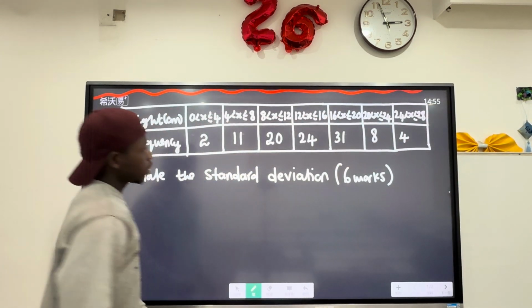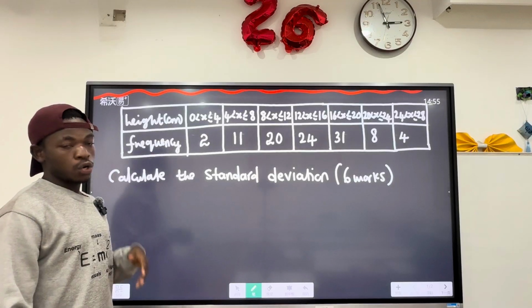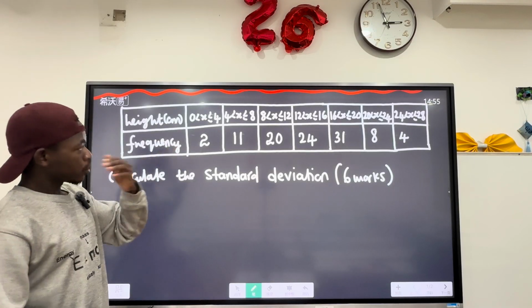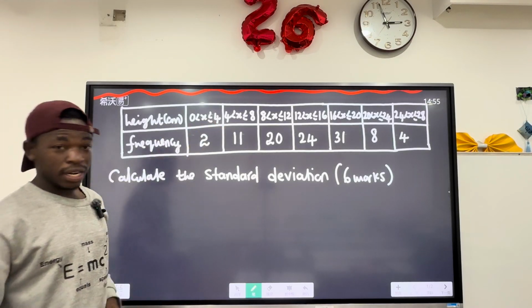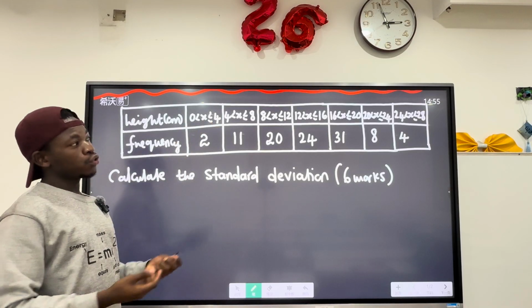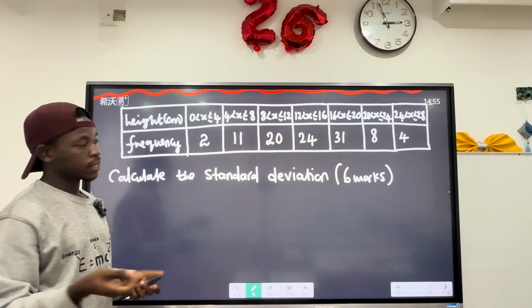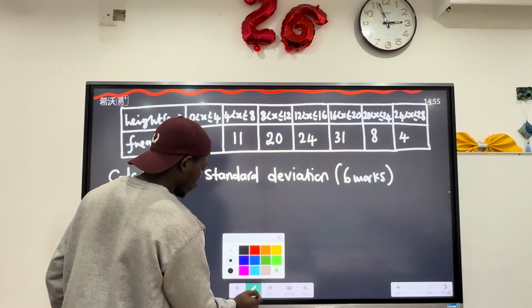The first thing we notice here is the type of data. This type of data is called grouped data, because we can see that we have some class intervals here. So the first thing we need to do is find the midpoint of each class. Let's first of all find the midpoint of each class.